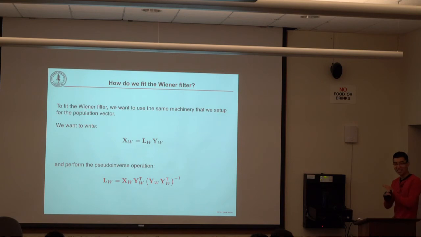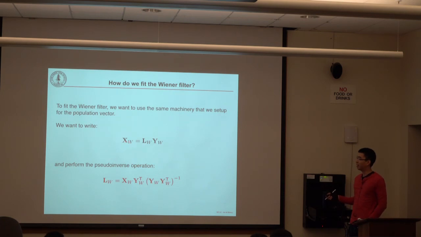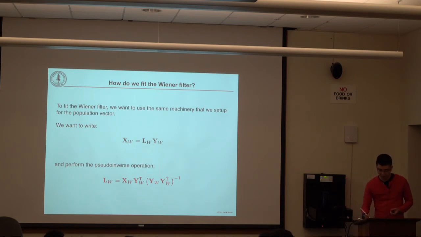And basically for all least squares problems, we're going to want to make the same setup, which is we want to write an X_W equals some L_W times Y_W. And we want to perform the pseudo-inverse operation, L_W equals this X_W times the pseudo-inverse of Y_W. And so now we just have to set up this large sum in this form.